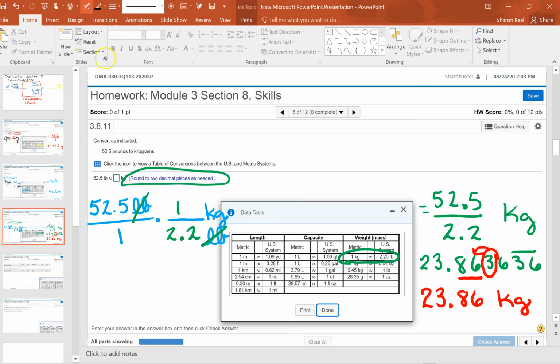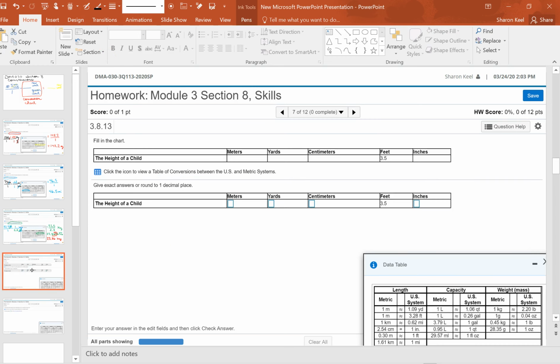Now, for this next problem, this is one that sometimes gives students a little bit of a hassle. But let me explain to you the approach that I use to convert this one. The first thing is they give me 3.5 feet, and they want it converted to inches, centimeters, yards, and meters. So what I'm first going to do is write down my 3.5 feet, put it over 1, and convert that to inches. Put feet on the bottom, okay?